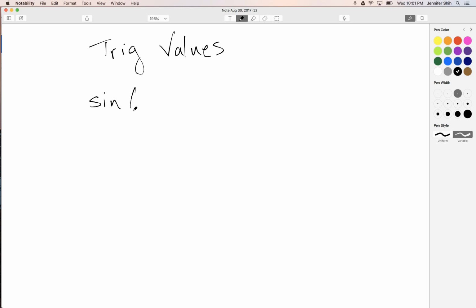So, sine of cosine inverse of 1/2. I want to break it down and show you what this really means. Sine of cosine inverse 1/2. This means that this is actually the input for sine, which means this value here has to be something in radians.